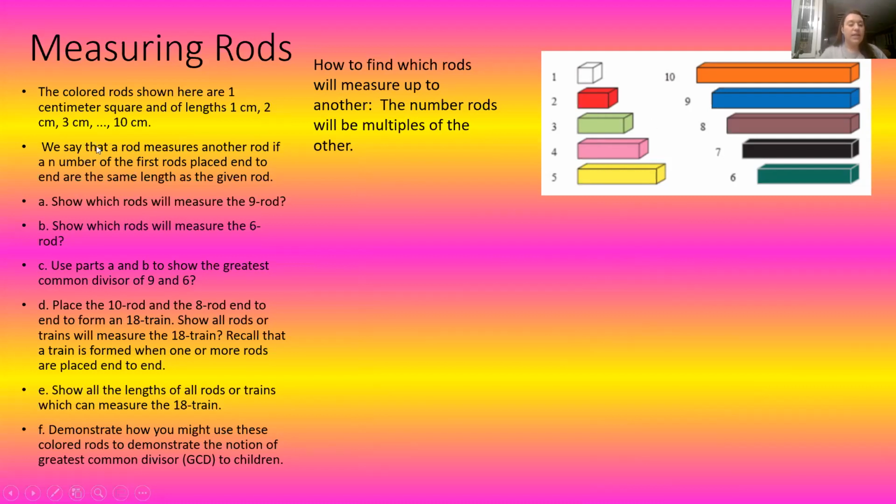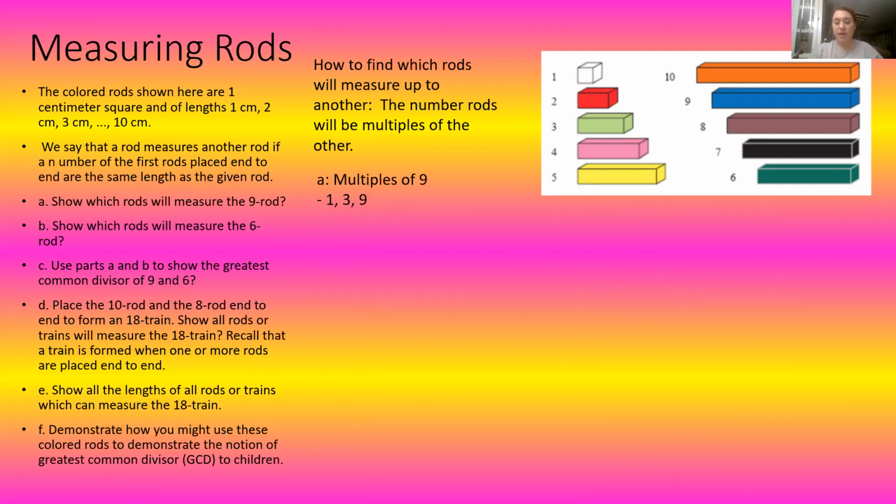Okay, so we say that a rod measures another rod if a number of the rods placed end to end are the same length as the given rod. So how do we find which rods will measure up to another? The number of rods will be multiples of the other. So for A, it says show which rods will measure the 9 rod. You have to find what its multiples are.